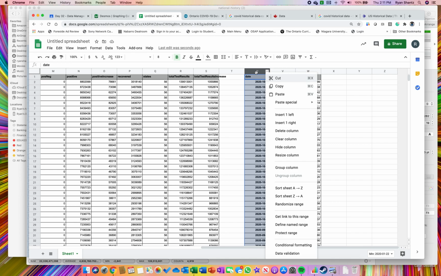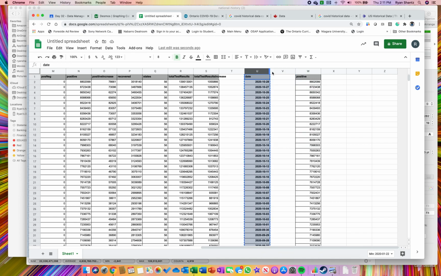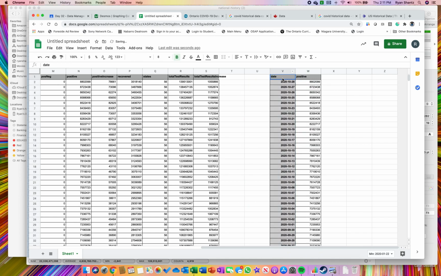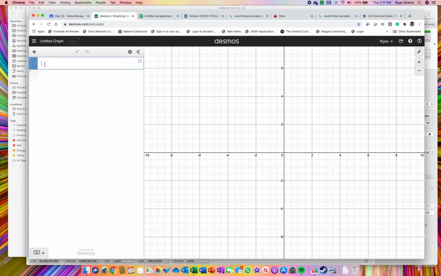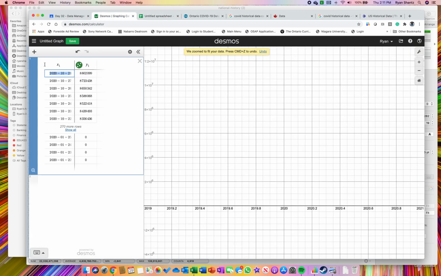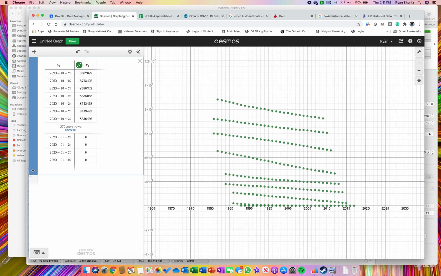Let's put this together. What you want to do is get these columns beside one another, and then I'm going to copy this column, Command C, and put it into my Desmos with Command V. Okay, and now I've got all this data. If I click on this plus sign, this is how it shows up.